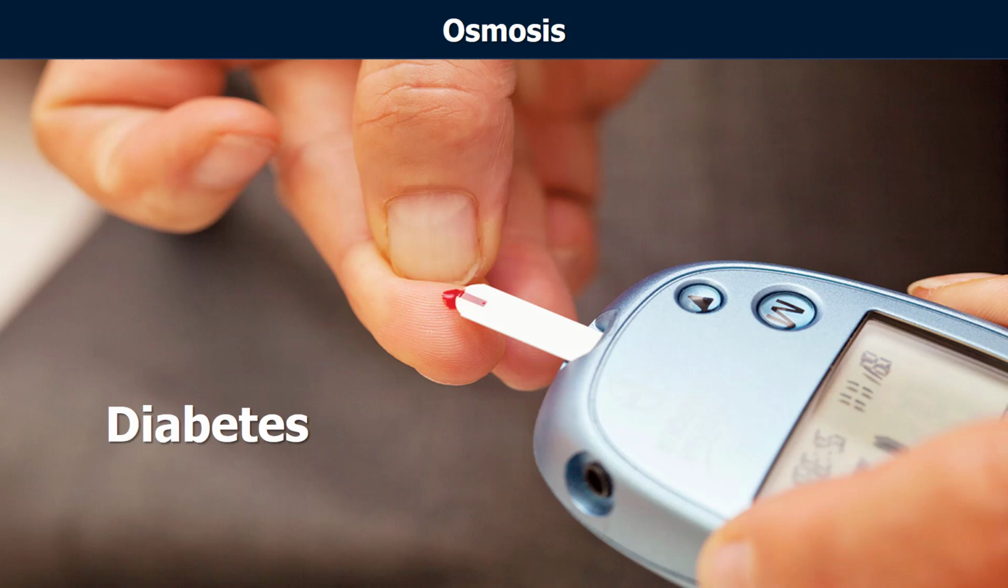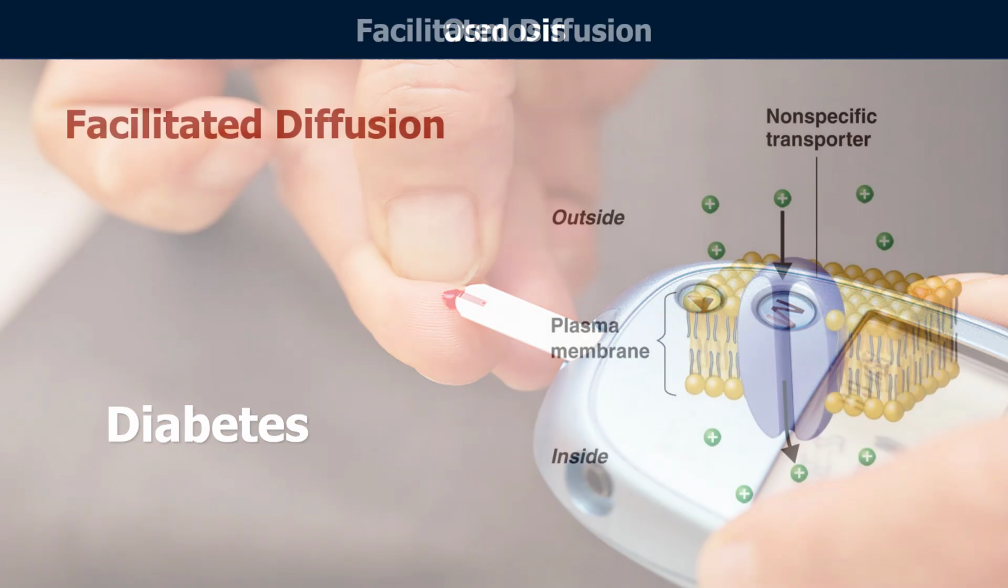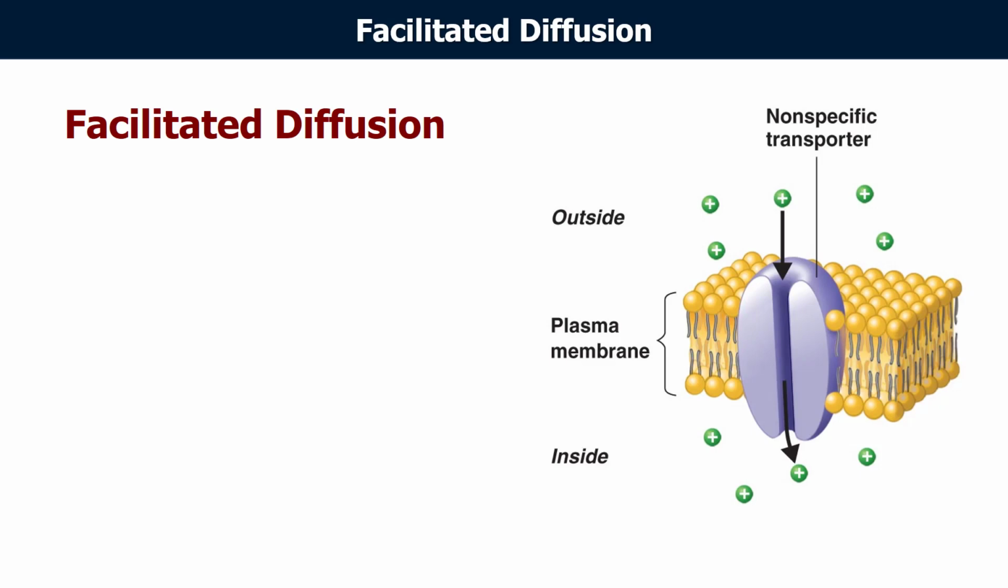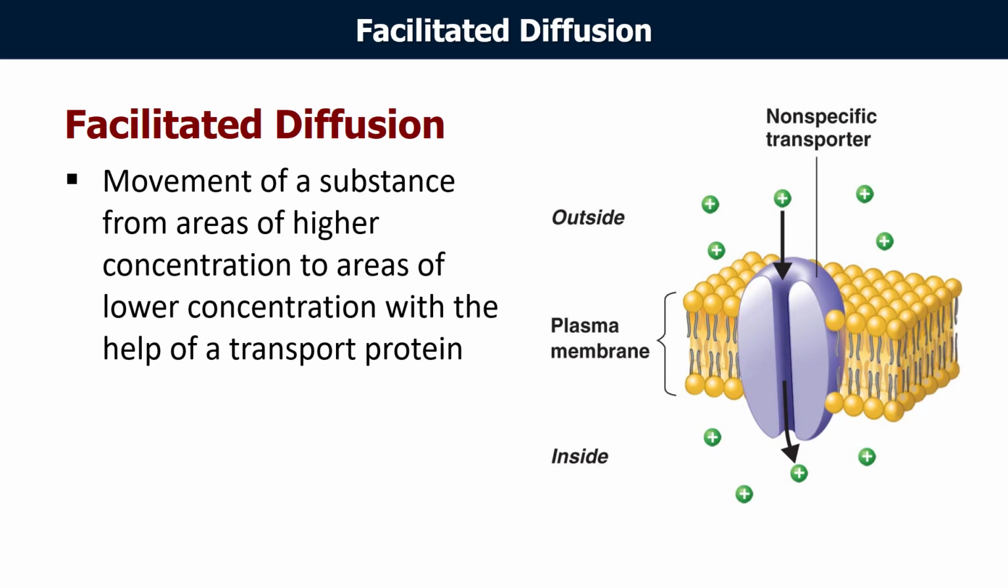All right, we've said a lot about diffusion and osmosis. Let's move on to some of these other mechanisms of transport. And the next one we want to talk about is facilitated diffusion. We said that a substance can diffuse simply across the membrane if it's small and nonpolar, if it's small and hydrophobic. But what if it's not? Well, facilitated diffusion is the movement of a substance from areas of higher concentration to areas of lower concentration with the help of a transport protein.